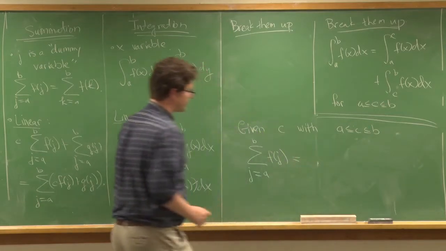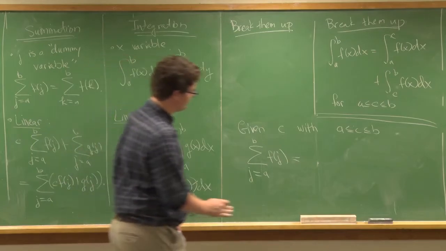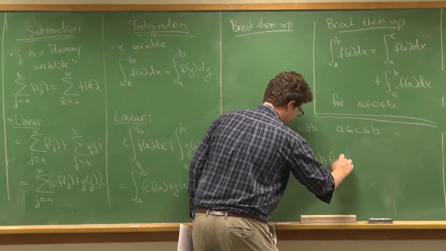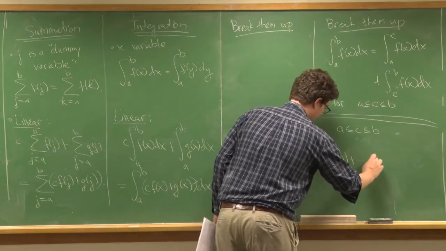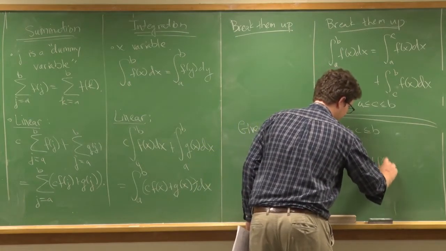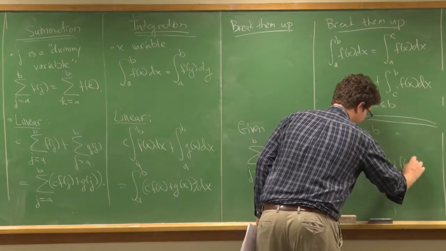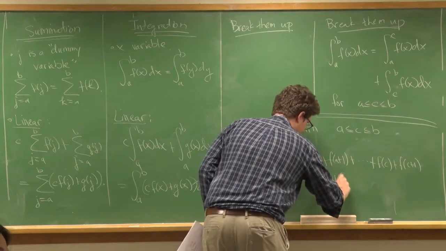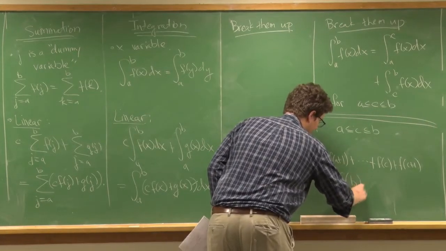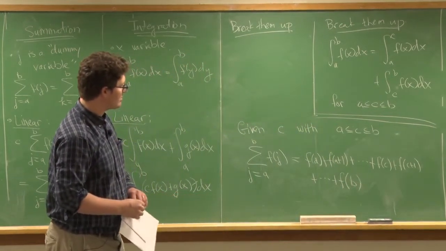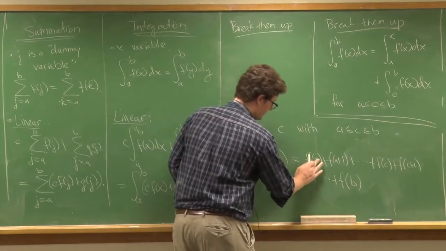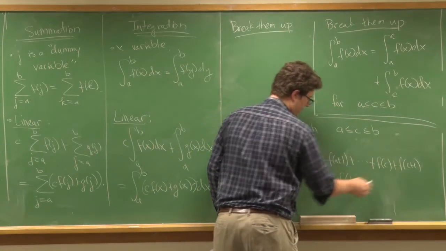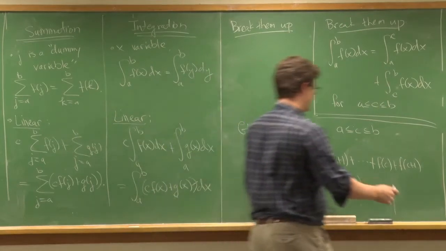So this sum looks like the following. It looks like, well, f of a plus f of a plus 1 plus all the way up to f of c plus f of c plus 1 plus so on, plus f of b, like this. So this can actually be broken up into two pieces. You can do this first piece here, from a up to c, and then you can do c plus 1 up to b. Okay, so let me kind of continue this.